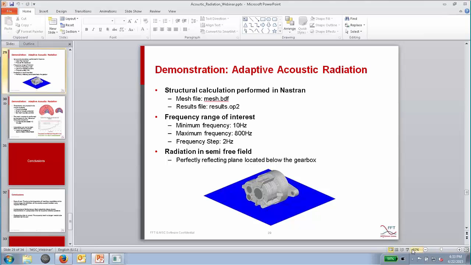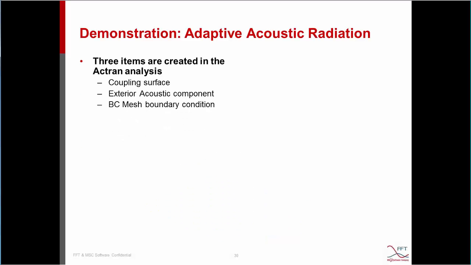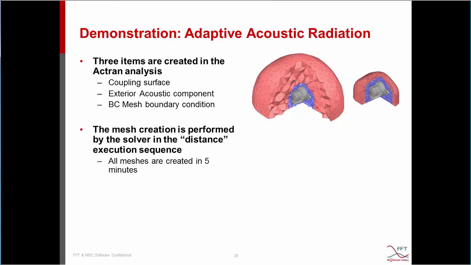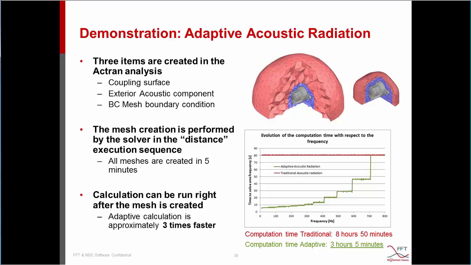So, okay, let me go back to the presentation. Let me summarize what I did during this demonstration. I wanted to create the model to study acoustic radiation of this wind turbine gearbox. I only had to create 3 items in the Actran analysis: the coupling surface, the exterior acoustic components, and the BC mesh boundary condition. I first ran a distance execution sequence in order to create all the meshes. In this case, the 25 meshes are created in 5 minutes, so it's pretty short. And then I was able to run the calculation.